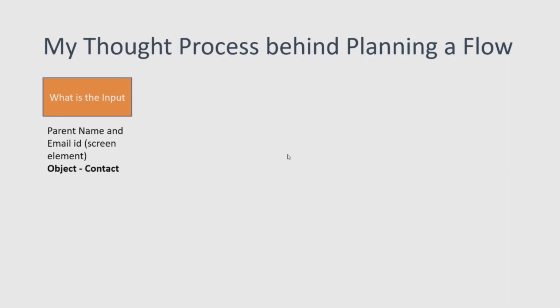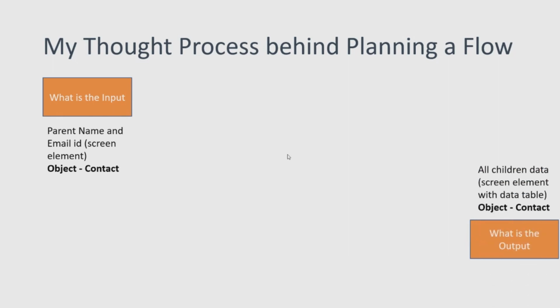Next, I think about what the output is. In our case, the output is all the children's data associated with the parent, and that also has to be a screen element. It has to be displayed as a data table, because it is easier to display as a data table, as Flow has the data table option. And where does this data come from? It comes from contacts.